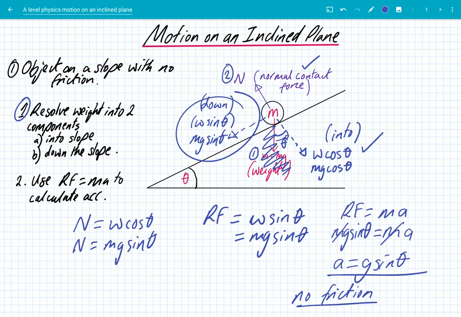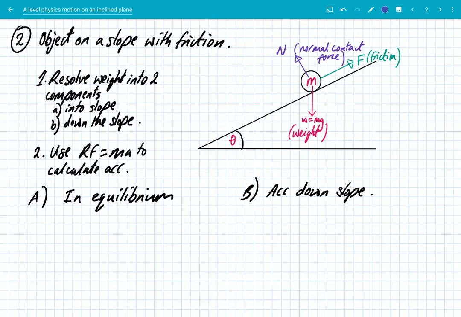So just to recap what we've just done, we've resolved the weight into two components, the component into the slope and the component down the slope, and then we just use Newton's second law, the resultant force is equal to the mass times acceleration, to prove that acceleration is equal to g sine theta in the case where we have no friction. So in this example, we are now going to include friction. This ball is going to want to roll down the slope, so I've drawn friction acting going upwards. First step, we're going to resolve this weight, as we've seen here, where we've got our angle theta. So our component into the slope is given by mg cos theta, and our component of the weight down the slope is given by mg sine theta.